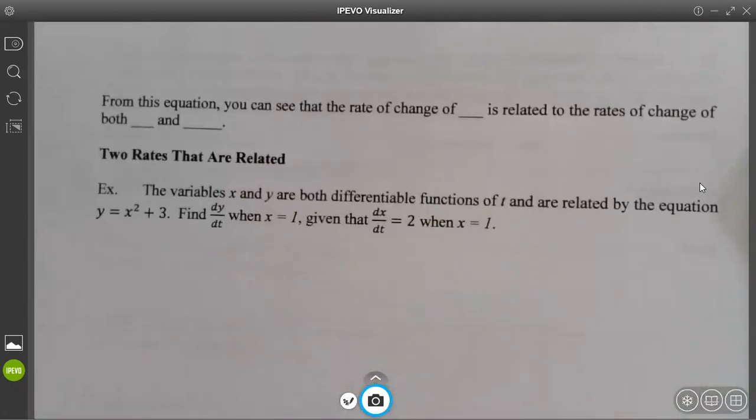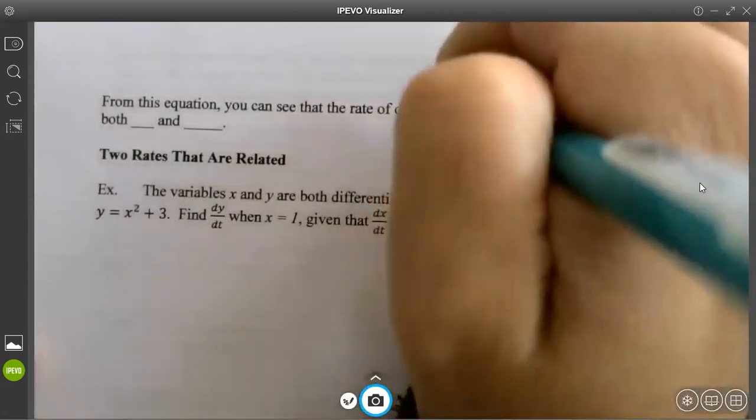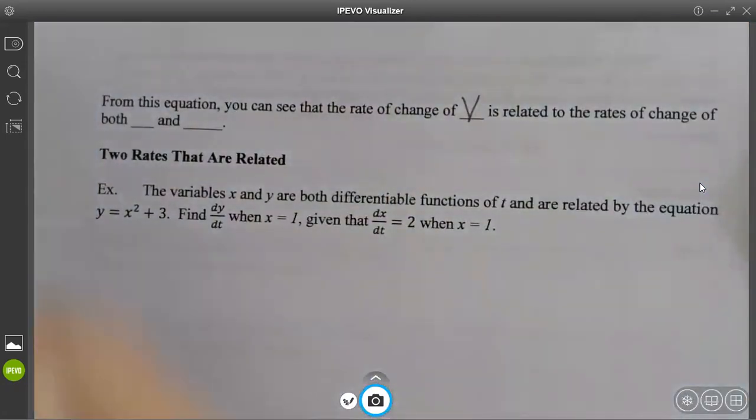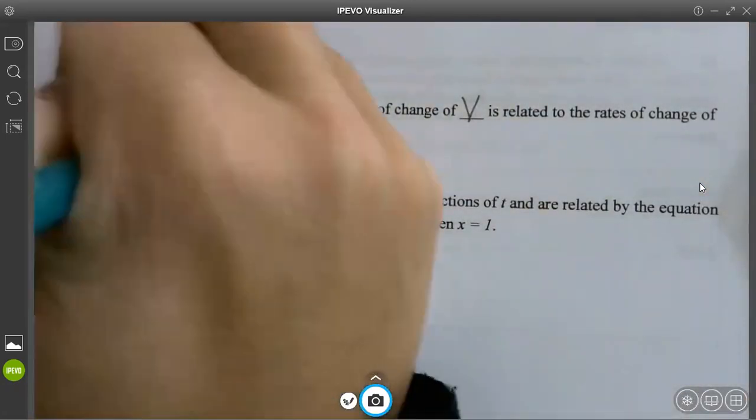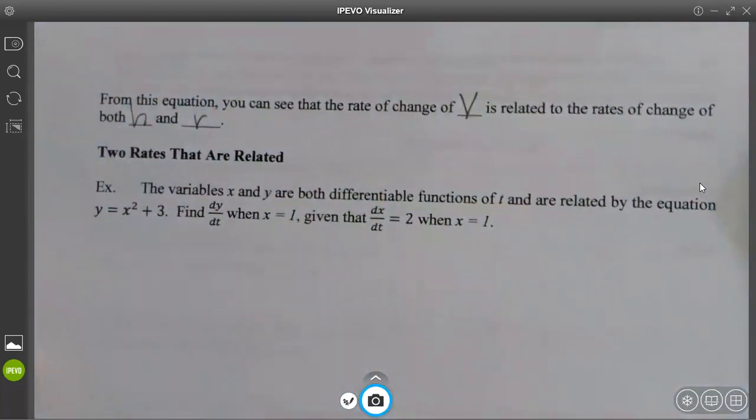From this equation, you can see that the rate of change v is related to the rates of change of both h and r.